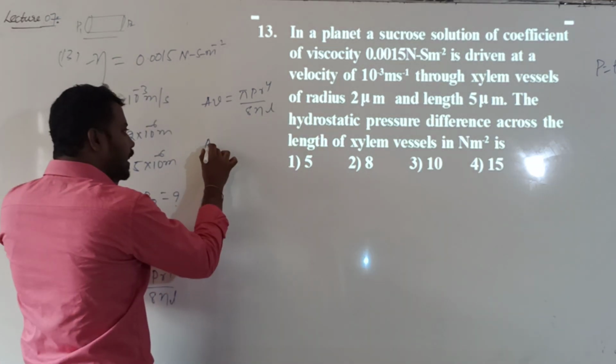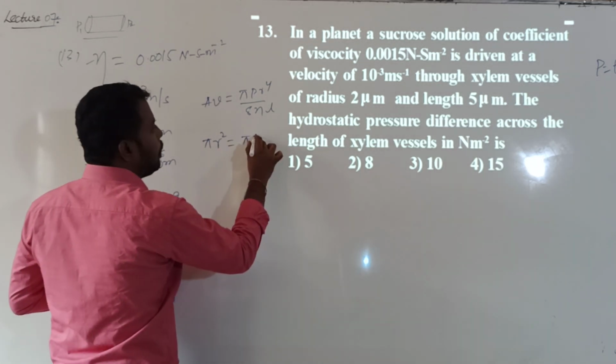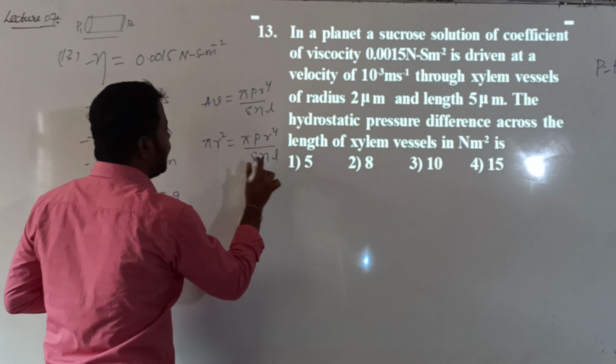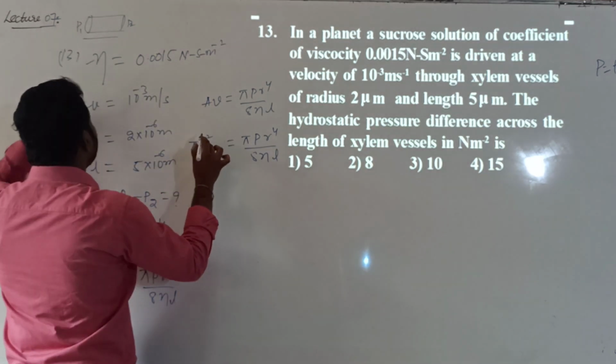Then A value can be written for the circular cross section as pi r square, so pi r square into V will be equal to pi P r power 4 divided by 8 into eta into L. What is the area of cross section of the tube?